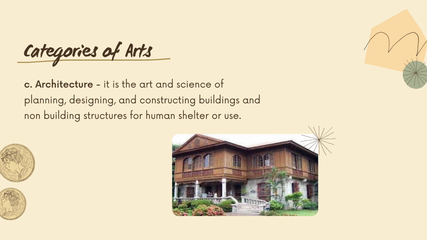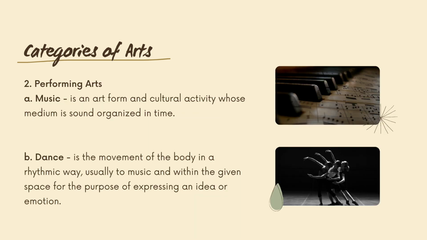The second category of arts is performing arts. First, music is a form of cultural activity whose medium is sound organized in time. Music is a form of art, an expression of emotion through harmonic frequencies. When we are depressed, sad, or unhappy, it's the music that makes us feel better.